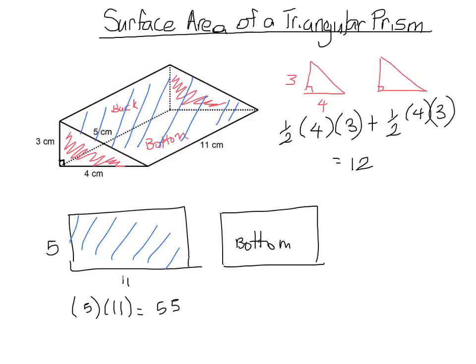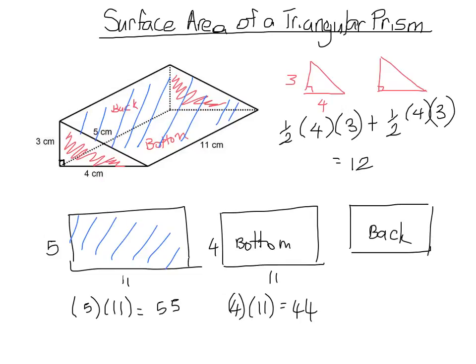The dimensions of that rectangle are 4 by 11. So the bottom is 4 by 11, which means that our surface area for that rectangle is 44. And we still have the rectangle at the back, which is again slightly smaller. So that's the back.